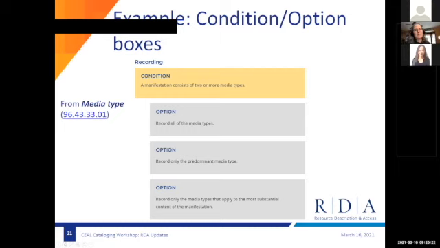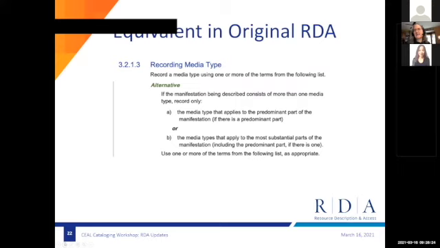Next slide, please. This is actually the equivalent instruction in original RDA. And so you see that line telling you that there's an alternative. What's interesting in looking at this is it really only looks like there are two options. You either record the predominant part or the most substantial parts. Recording all of them is not as explicit here. You have to sort of understand the RDA code or the phrasing that lets you interpret that first sentence as meaning you can record all of them. So actually, I think the new toolkit in this particular case is clearer. Next slide, please.